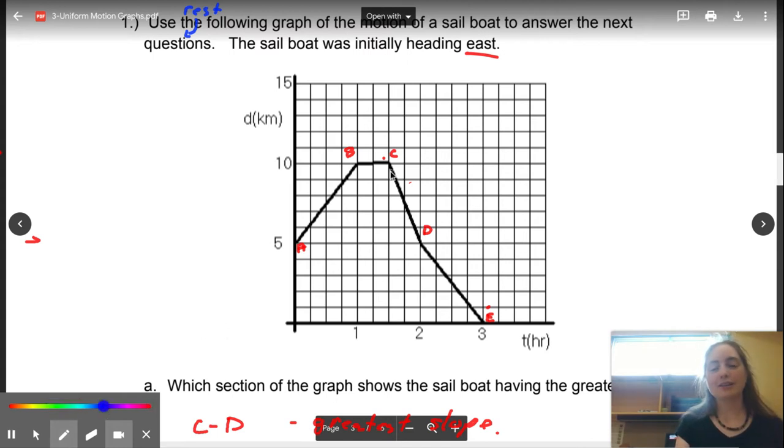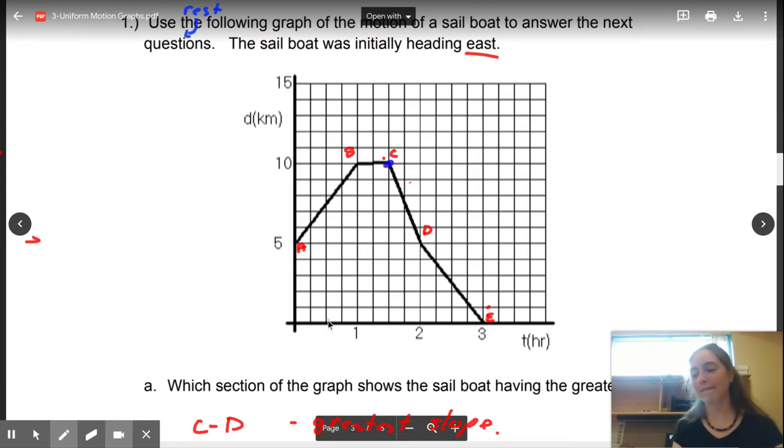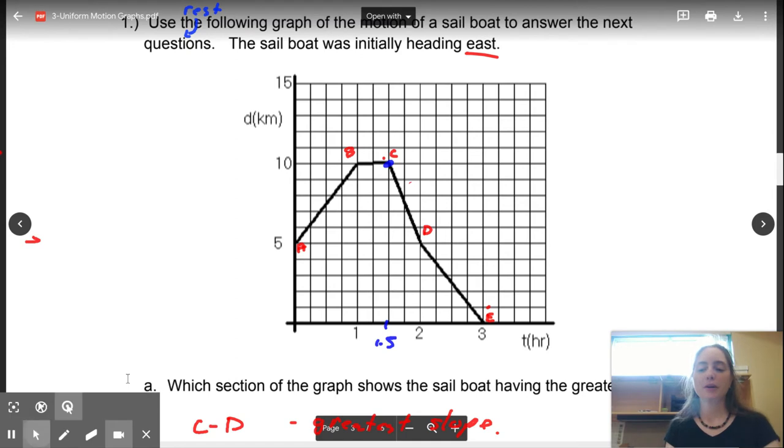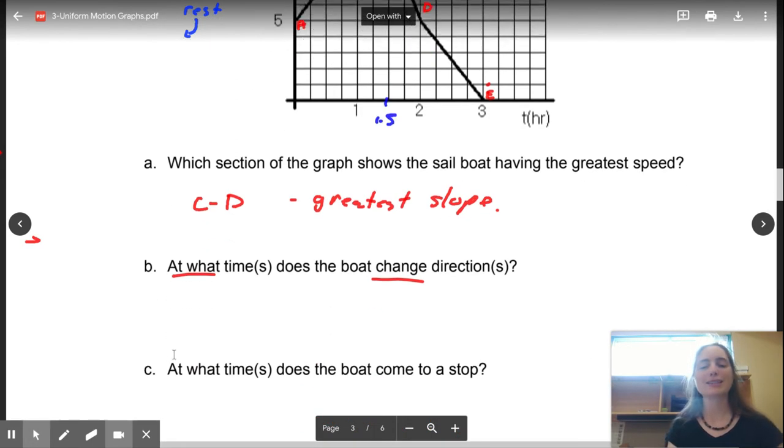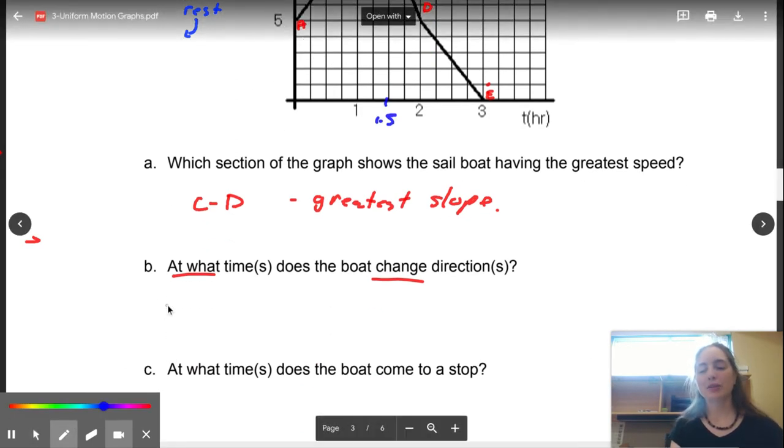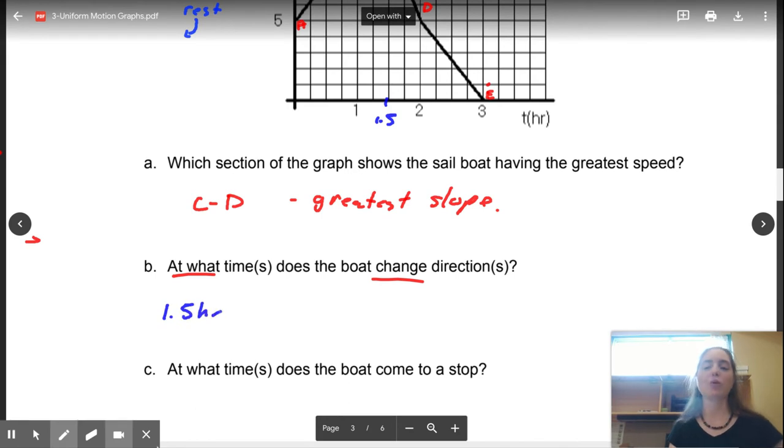So in this case, our line changes direction at point C. At point C, scroll down, that's 1.5 hours. As the question says, at what time? So that means I want at 1.5 hours. That's when the boat changes direction.